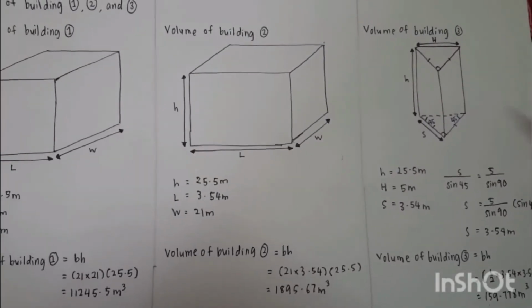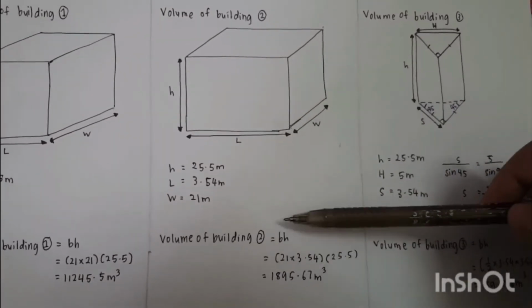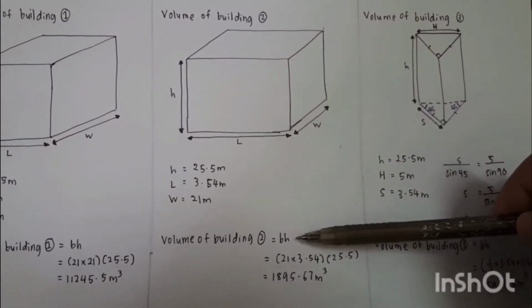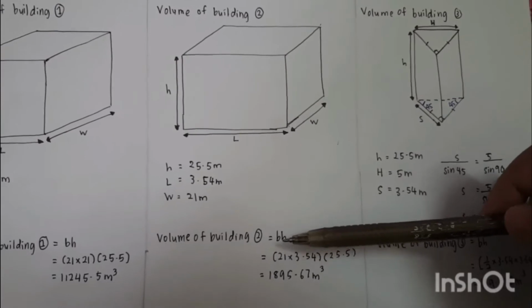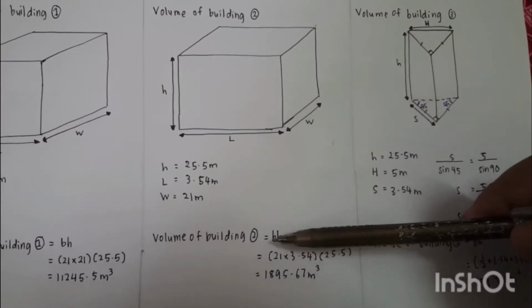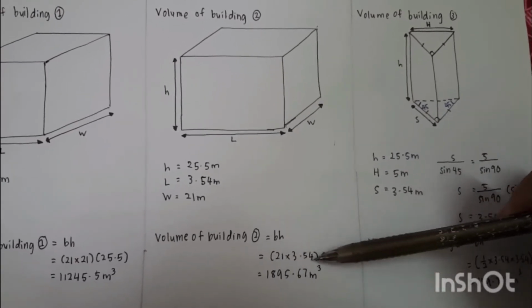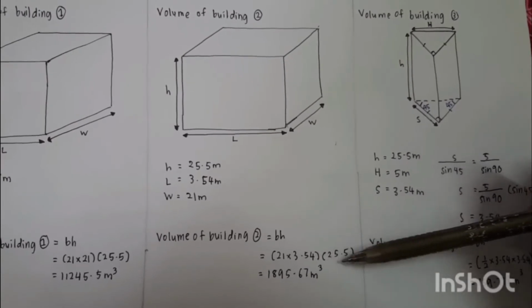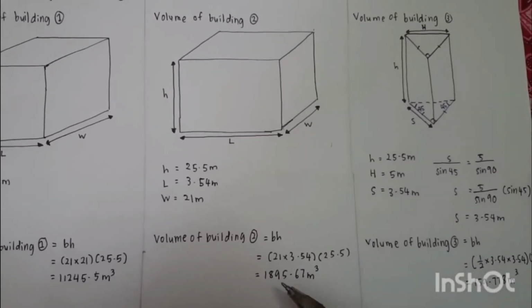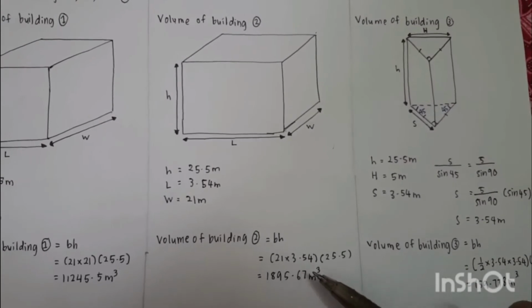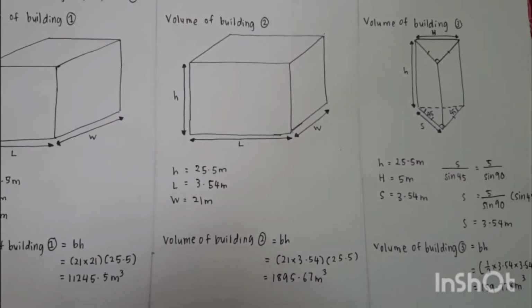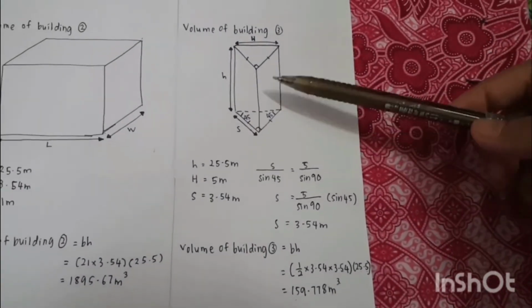Alright, next we go to building 2, which is a cuboid. Using the same formula as the first building, BH, we just insert the value 21 multiplied by 3.54, and then multiply again with 25.5. Then we got the answer 1895.67 meter cubed.